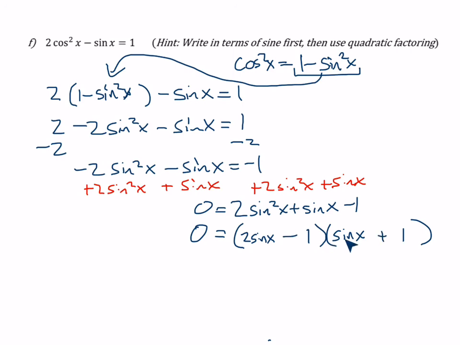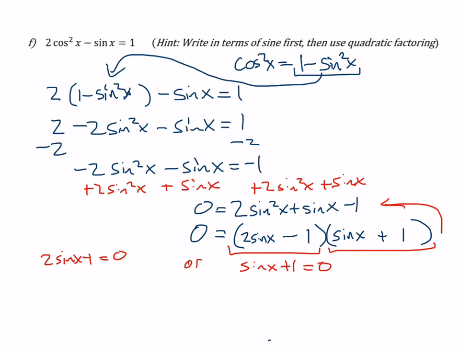Negative 1 times sine x is negative sine x. And 2 sine x times 1. Does this simplify to make what we had up above? And it does. If you FOIL this out, we get 2 sine x minus 1 sine x, and that adds to just a positive 1 sine x. So this does simplify. We got it factored. So now we need to break this into two parts, because either this first part equals 0 or the second part equals 0. So we break it into two equations, and we're going to solve them.